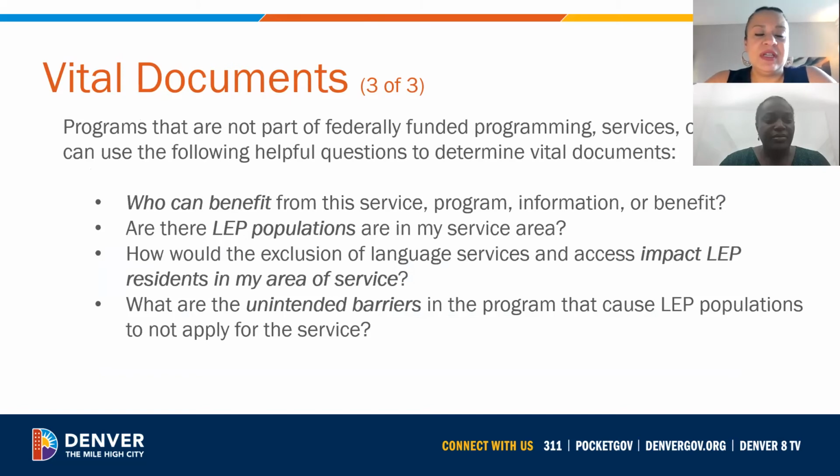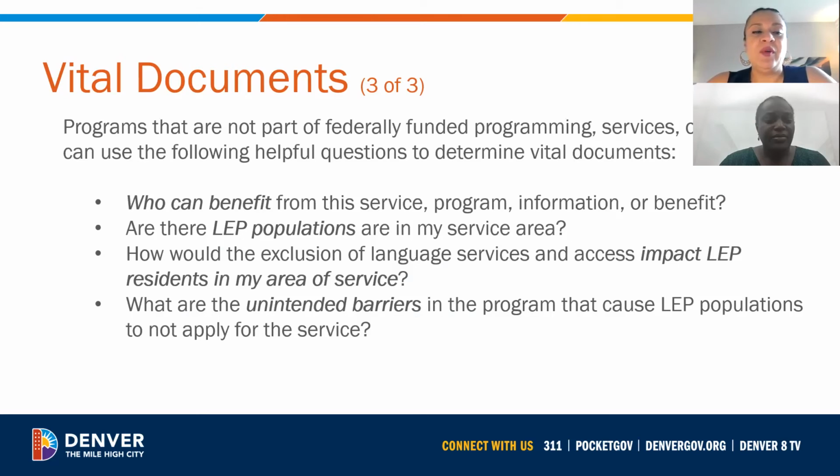So the other question is, well, what if I'm not federally funded and I don't fall under Title VI? I will go back to, if we truly want to make the city inclusive and equitable for all of the residents that live here, then these are some of the types of questions that you can ask yourself, whether this is a vital document, and then should I actually be translating it? So again, this is just an example of some of the questions. There are more in the toolkit that help you walk through that.